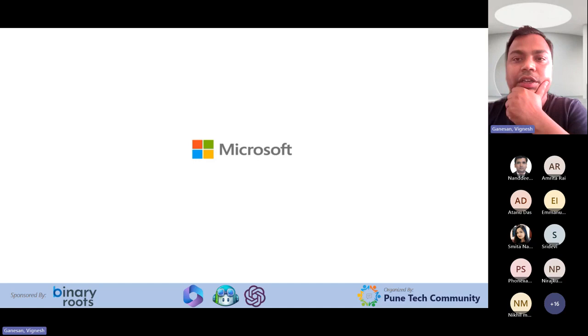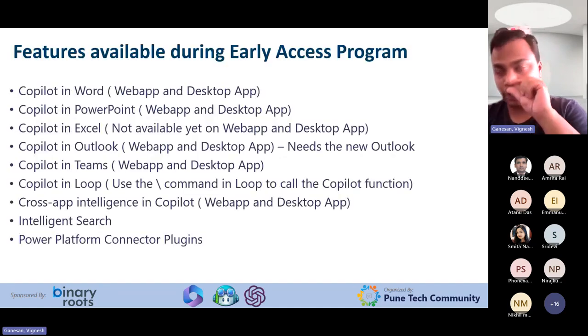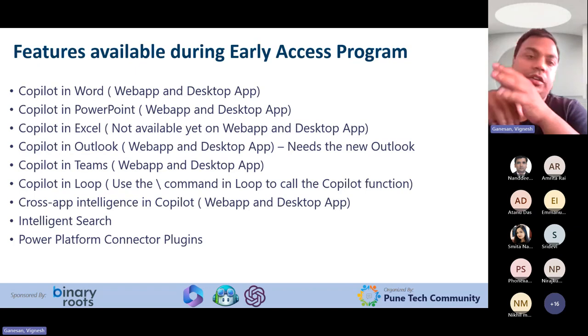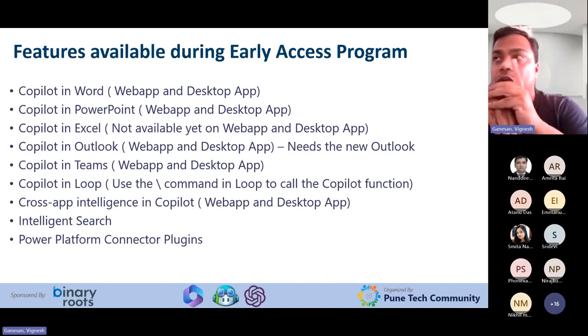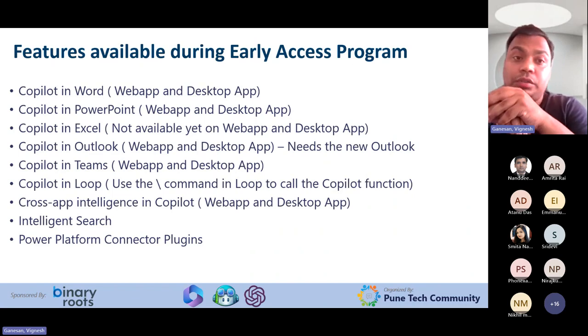So with that, let's look at the features which are currently available in the early access program. As of today, Microsoft 365 Copilot is available across Microsoft 365 apps. To be very specific, it's not for all Microsoft 365 apps. Today, it's available in Microsoft Word, both the web app and the desktop app. The same goes for PowerPoint: the web app and desktop app both have it.